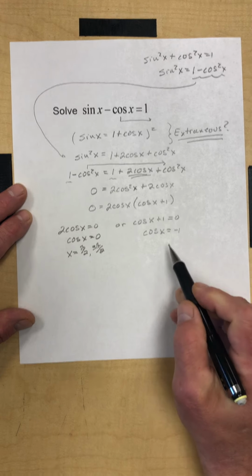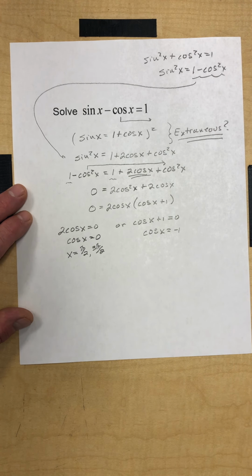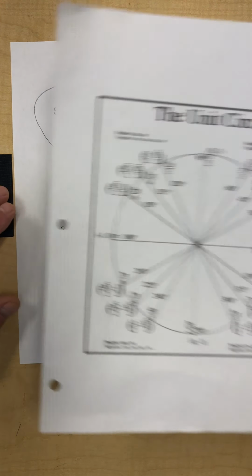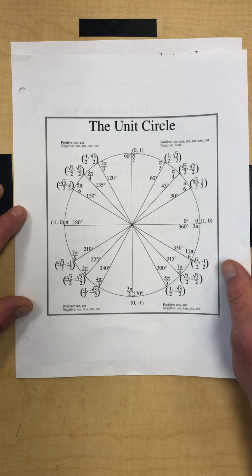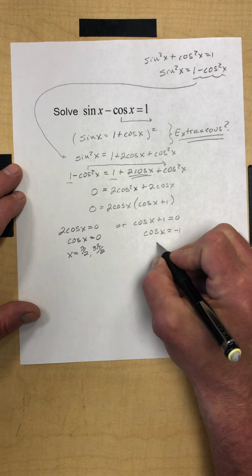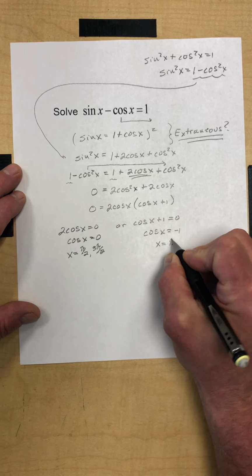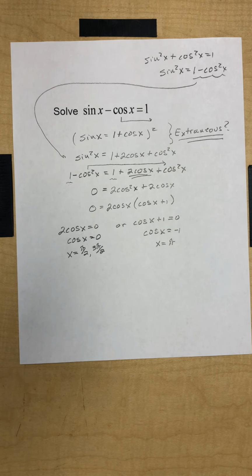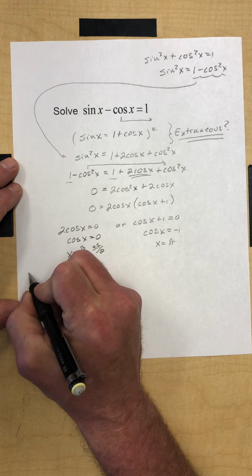And then we say, okay, when is cosine equal to -1? So once again, we go here, and the only time our x-coordinate is -1 is at pi. So this guy would give us x equals pi. So we've got 3 possible solutions. We've got to check them. So we check these guys.